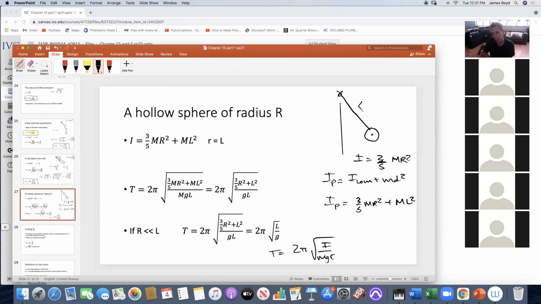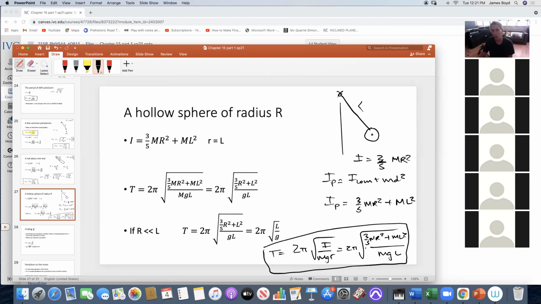So now let's plug that into, again, our equation, T is 2 pi root I over mgR. R in this case is again L. So this becomes 2 pi root of 2/3 m r squared plus m L squared over m g L, which looks kind of bad. Kind of annoying to have to figure out.